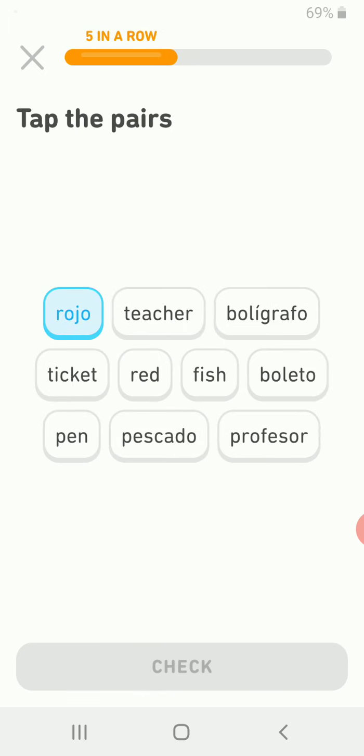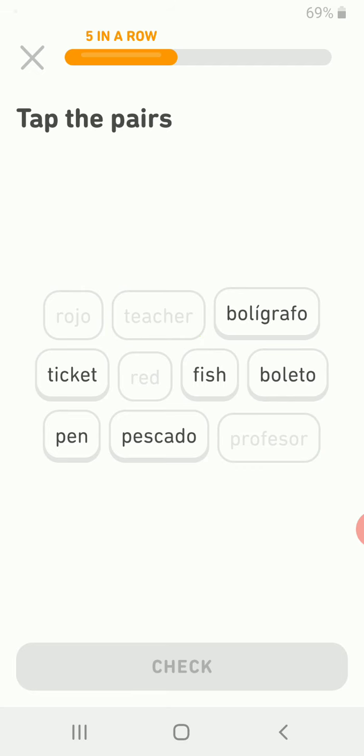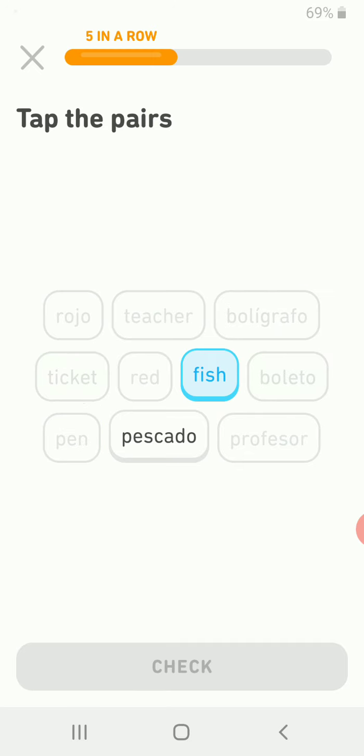Rojo. We know it's red. Remember, rojo is red. And teacher is profesor. And can you tell me another word for profesor? Maestro. Very good. Bolígrafo is a pen. Ticket is boleto. Un pescado, fish.